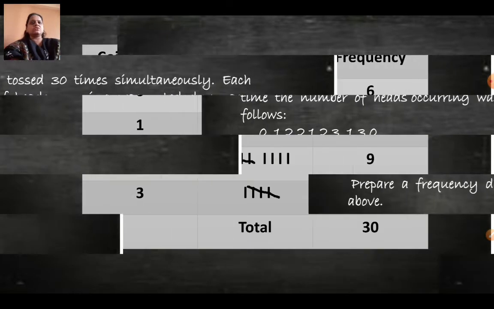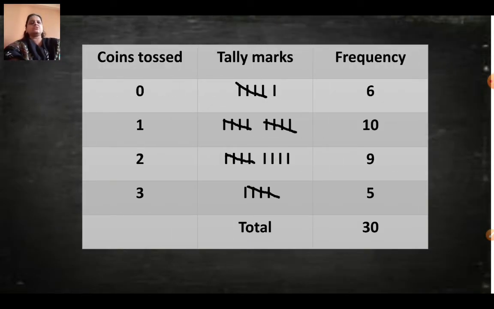So check the answer over here. Your classes will be 0, 1, 2, 3. Tally marks is the second column. By using the data, put the tally marks and write the frequency. Just check your answer whether you are getting the same frequency or not. So for 0, frequency is 6. For 1, frequency is 10. For 2, frequency is 9. And for 3, frequency is 5.